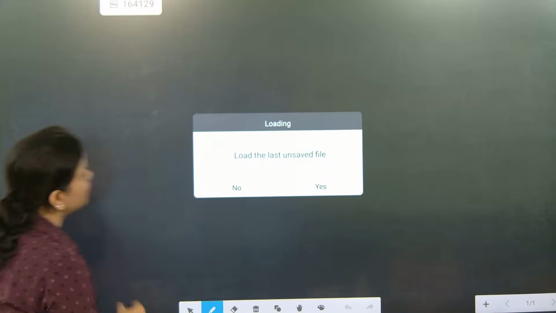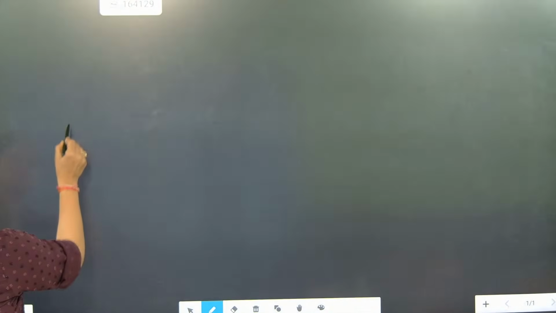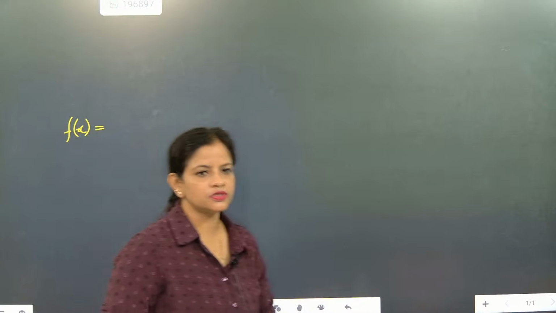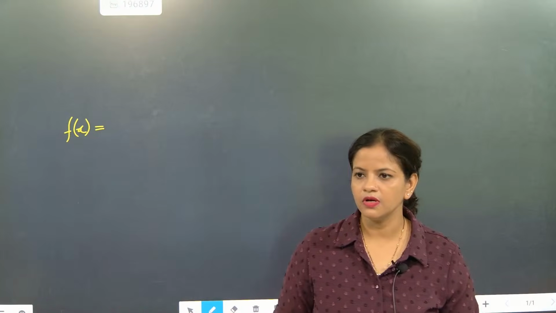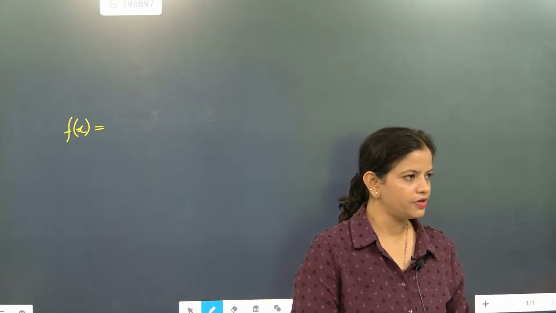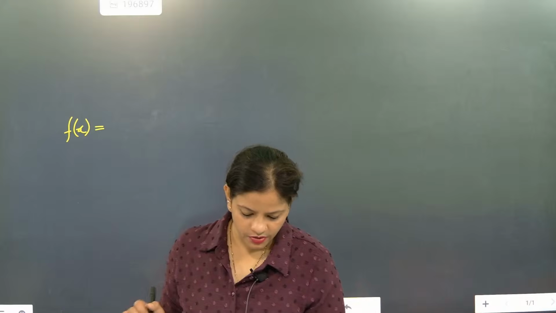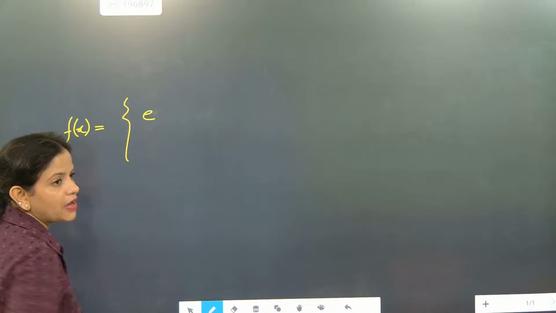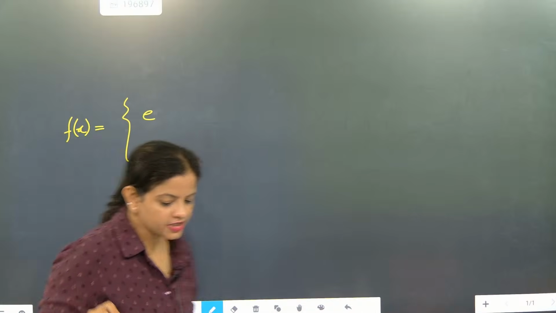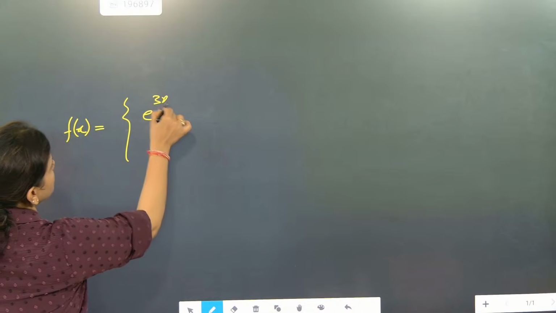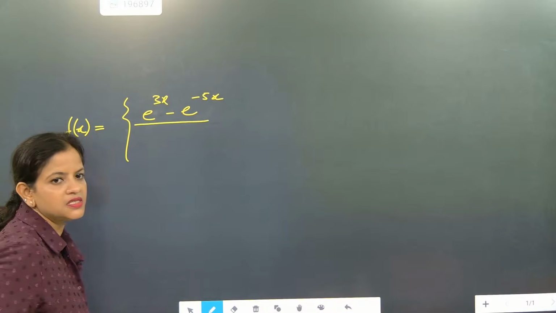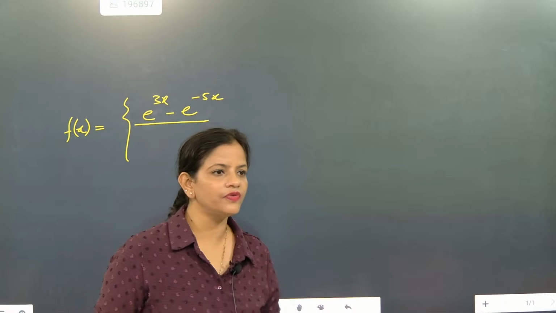Your first question: f of x is equal to e to the power 3x minus e to the power minus 5x. For MCQs, our main focus will be MCQ. We will first prepare MCQ and do it. See, 7 to 10 questions of continuity we will do.